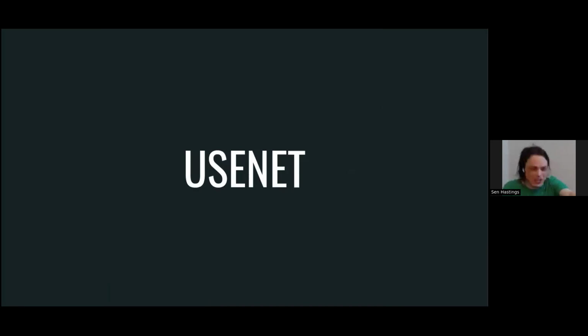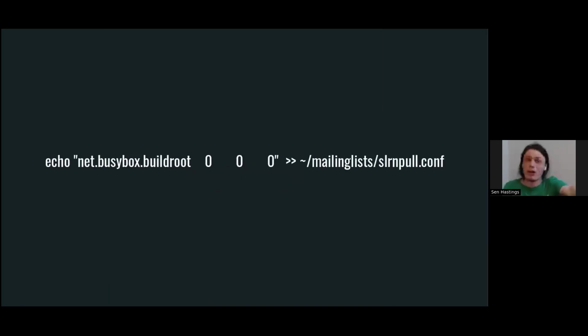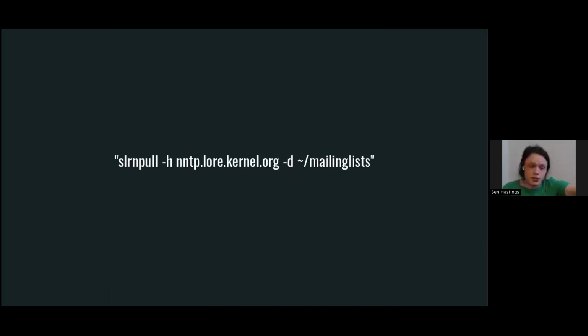So basically, real easy. You want to make a place to store your mail. You want to write a very simple slrnpull configuration to get all of the messages with no expiration. And then you want to download all the messages. This will probably take a while. For the Buildroot mailing list, which is now just over 400,000 messages, this is going to take between 2 and 3 hours. Once it finishes, you want to run it again to get all the messages that came in the last 2 to 3 hours.